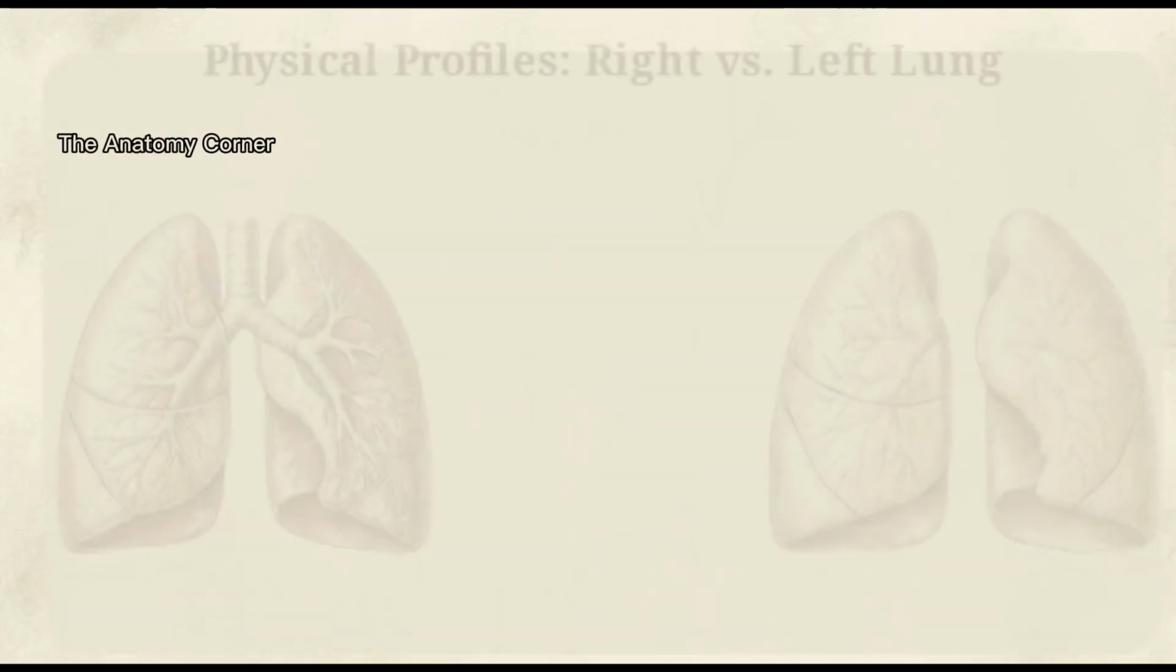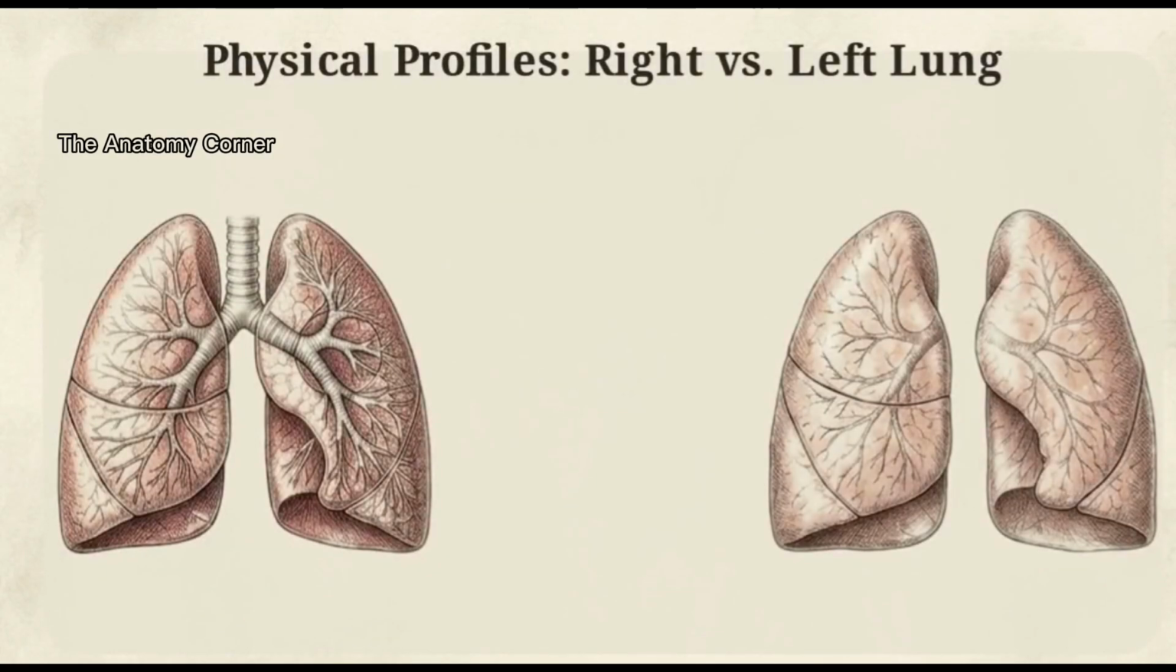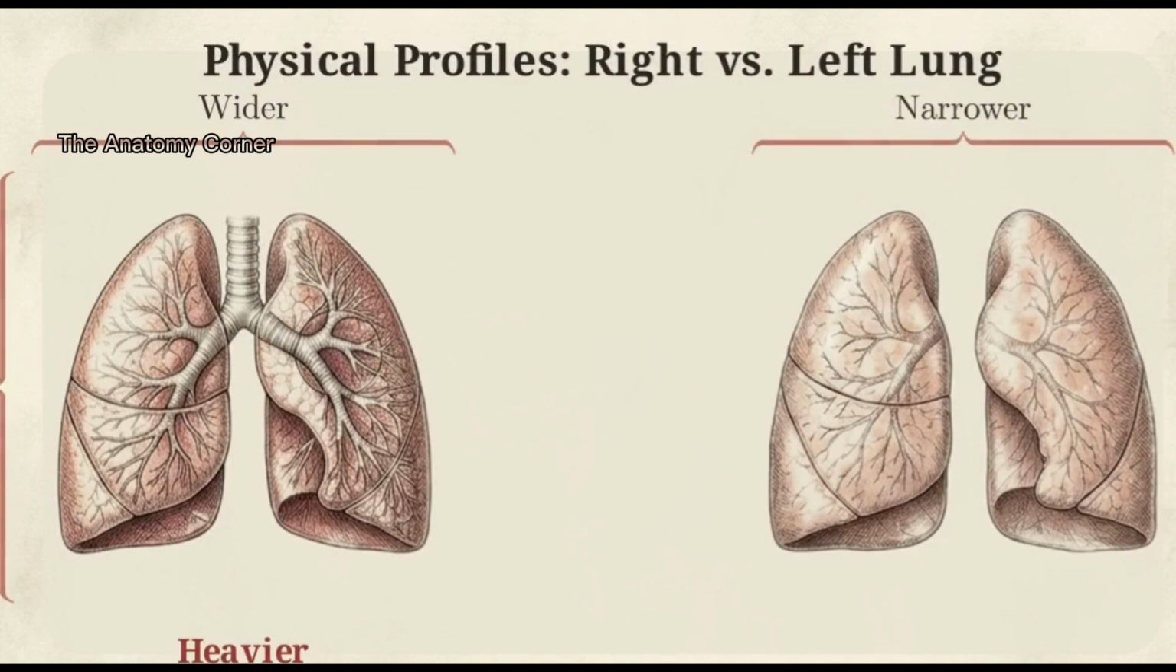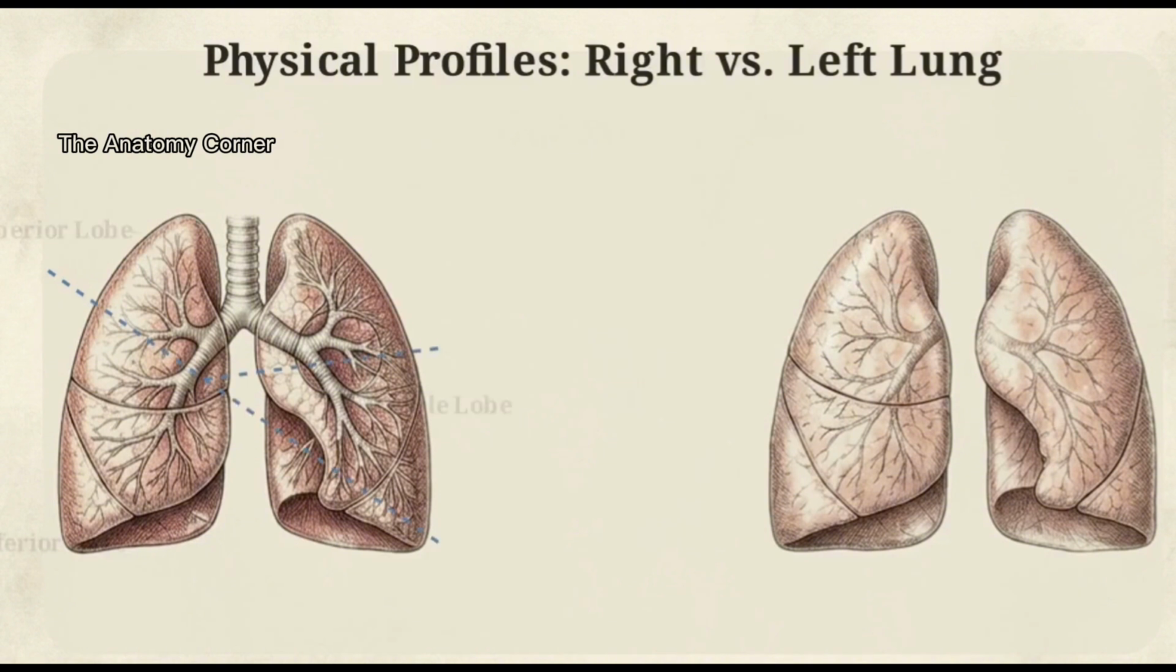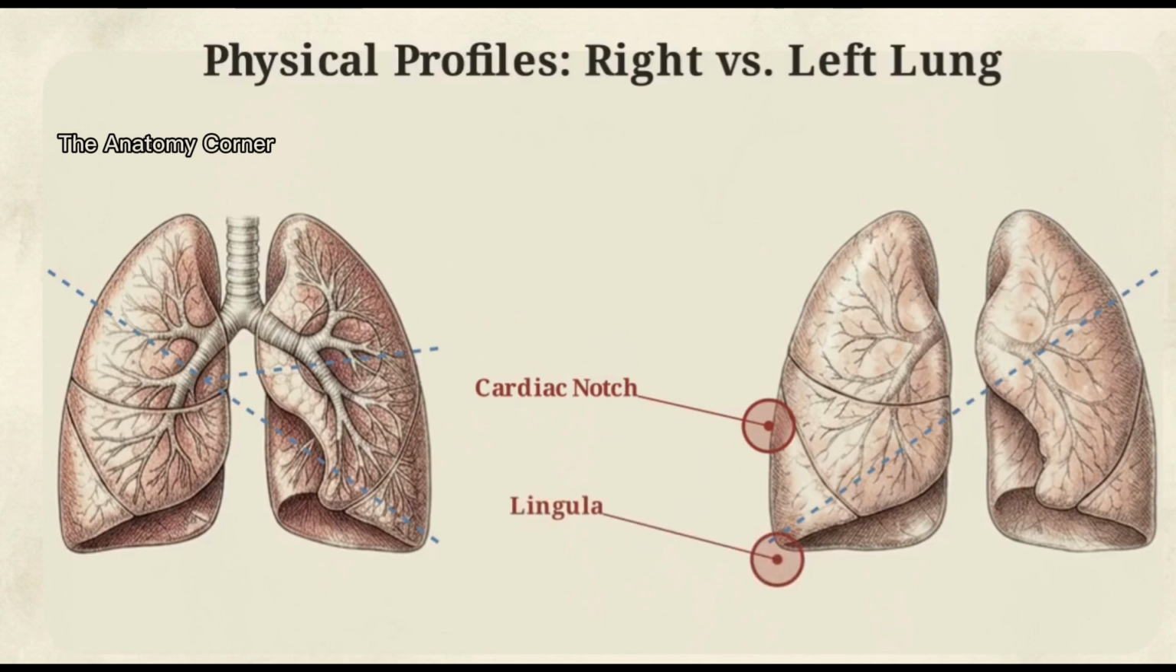This diagram compares the physical profiles of the two lungs. The right lung is significantly heavier, shorter, and wider than the left. It is divided into superior, middle, and inferior lobes, separated by the oblique and horizontal fissures. The left lung possesses only two lobes, a superior and an inferior, divided by a single oblique fissure. It also features a sharp indentation called the cardiac notch and a small projection known as the lingula.